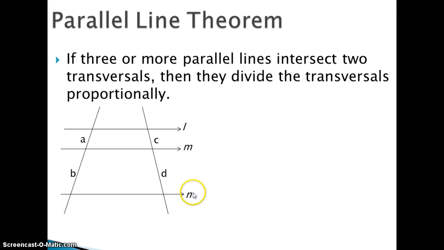L, M, and N are my parallel lines. These lines over here, the one on the left and the one on the right, are my transversals. So these parallel lines divide this up so that it creates a proportion. In other words, A over B is equal to C over D.